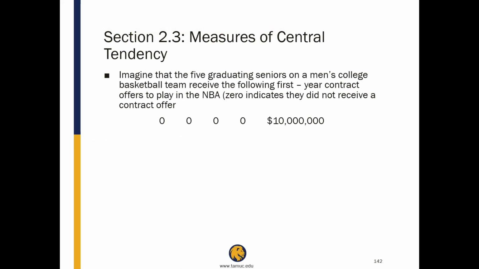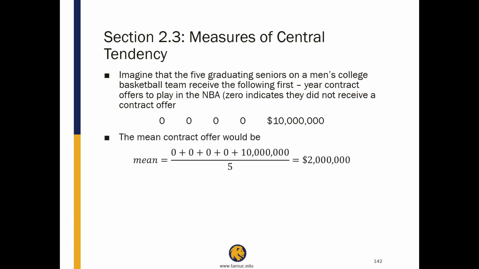Let's talk about, though, the appropriateness of our mean, median, and mode in different situations. For instance, think about the situation here where there are 5 graduating seniors on a men's college basketball team, and they receive the following first-year offers to play in the NBA, where 0 indicates that they did not receive an offer. So it looks like only 1 out of the 5 actually received an offer of $10 million to play in the NBA. The other 4 did not, so we put theirs in as 0. But let's think about, what does the average mean in this case? So for instance, if we take the mean it would mean to add them together and divide by 5, which if we do that, we get a number of 2 million.